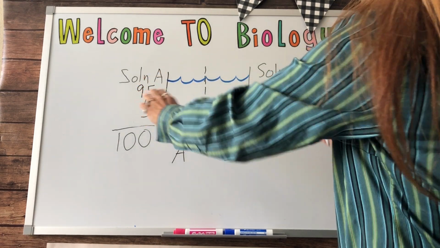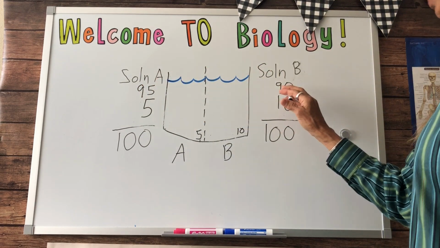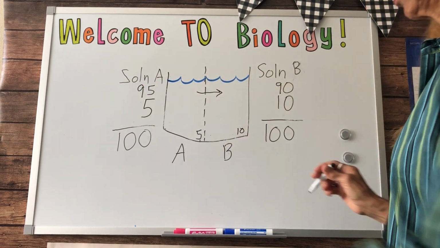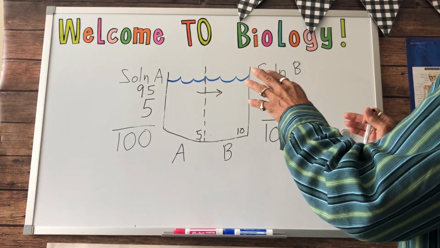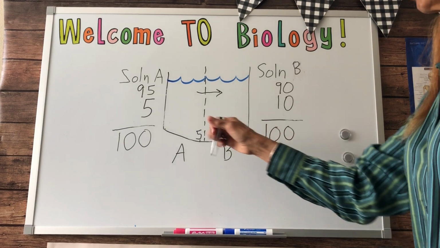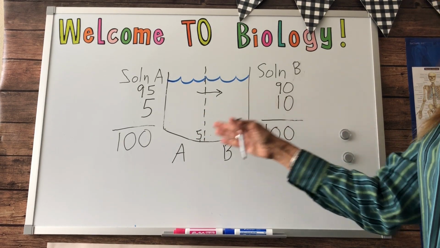So we have 95 here and a 90 there. In this case, 95 is much bigger than 90, so the water would move in this direction. And it would continue to move until we reached 92.5 on both sides of it, so that the whole thing would be in equilibrium. But the salt concentration on side B would be higher than on side A.